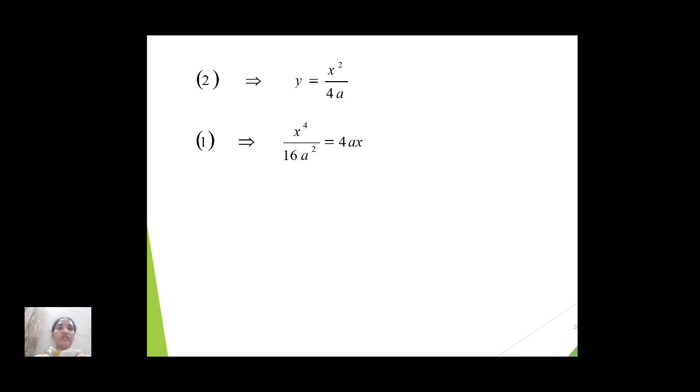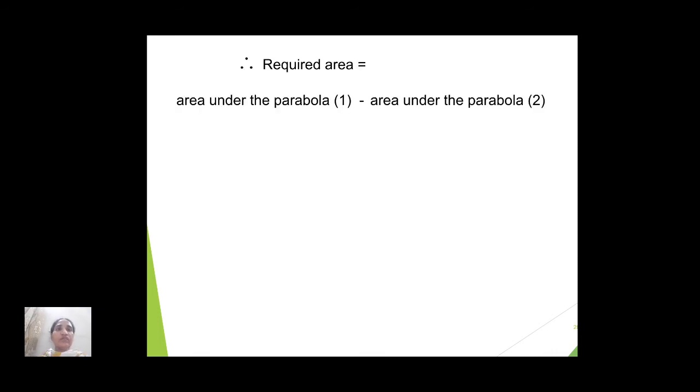Then we get x power 4 by 16a square equal to 4ax. Then x power 4 minus 64 a cube x equal to 0. Then we get x into (x cube minus 4a cube). Then we get x equal to 0 and x equal to 4a. Required area equal to area under the parabola 1 minus area under the parabola 2.